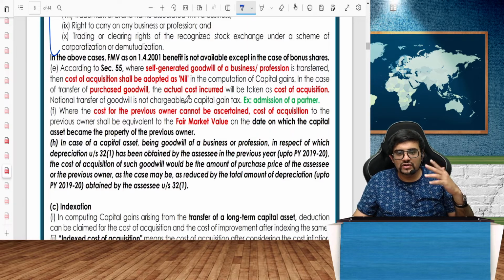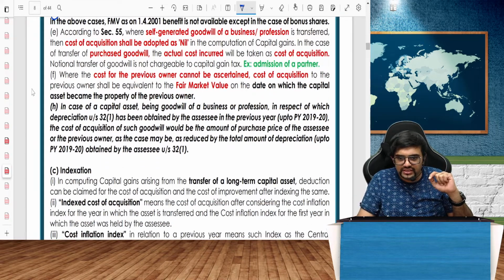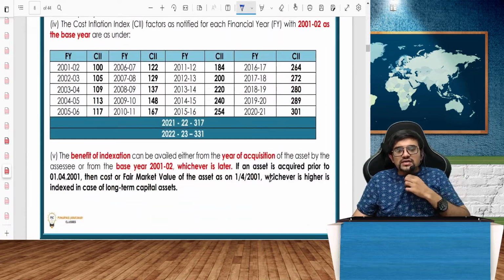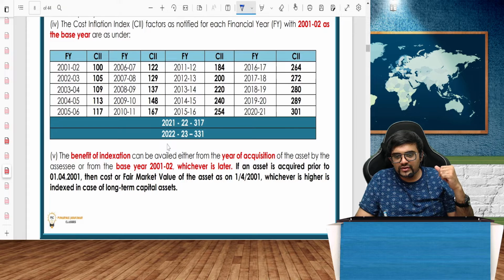So self-generated goodwill, it is nil. See here, yes, same. This also was the amendment. Then indexation. This is the indexation, my dear friends, for 22, 23, 331. You need to remember that. They will give all this in the exam, don't worry.